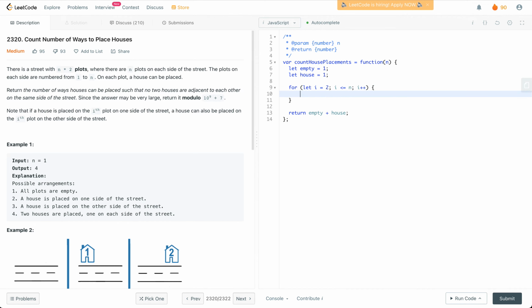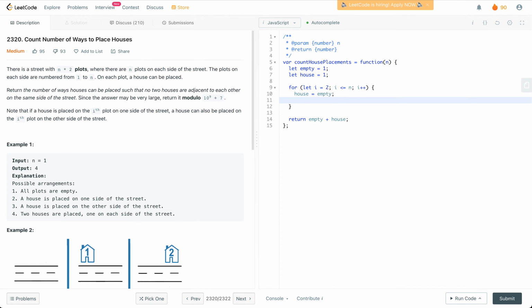So now let's think what is going to be the case at the i is equal to 2 state. What happens when we want to put a house at the current position? If I want to have a house at the current position, the previous position needs to be empty. That means house in the current state is going to be empty itself.